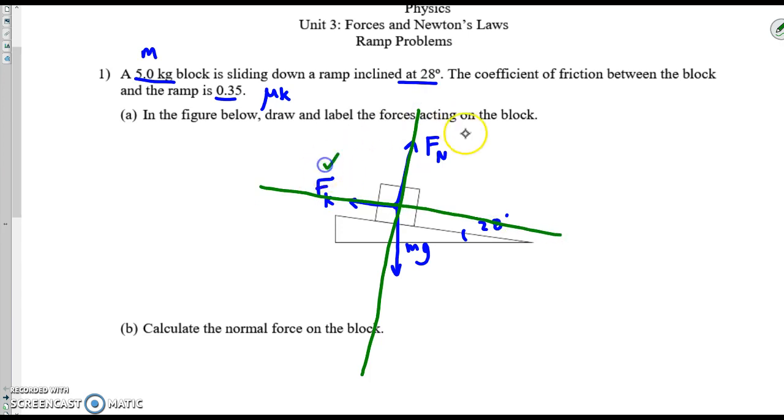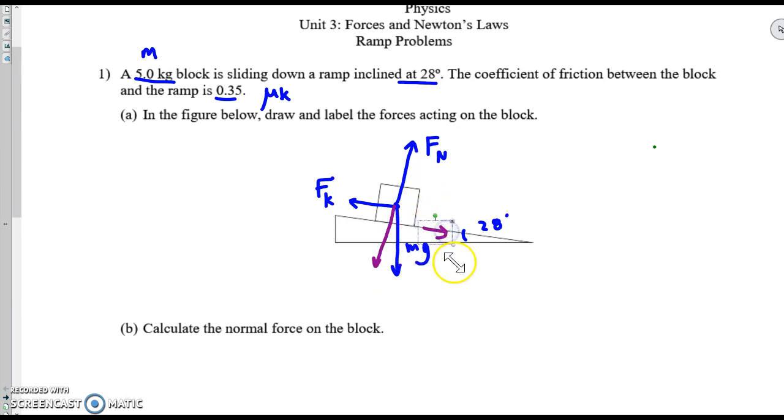Two of the forces, Fk and Fn, lie on the axes. mg is at an angle to the axes. What's the angle? 28 degrees. So I'm going to draw in this component and then this component. And if I were to take this x component and slide it up, look at that. It's parallel to the ramp. This tilted x component should be parallel to the ramp itself. If this angle is 28, then so is this angle.